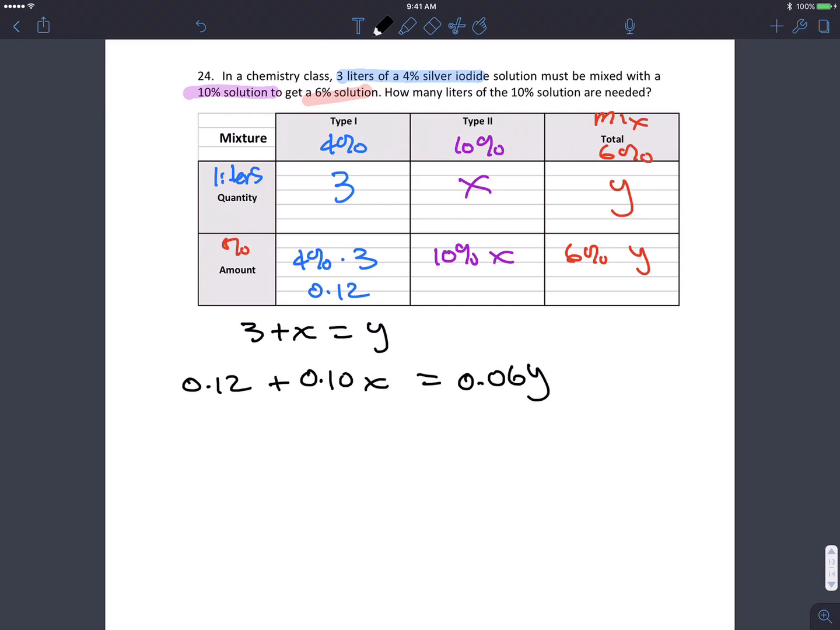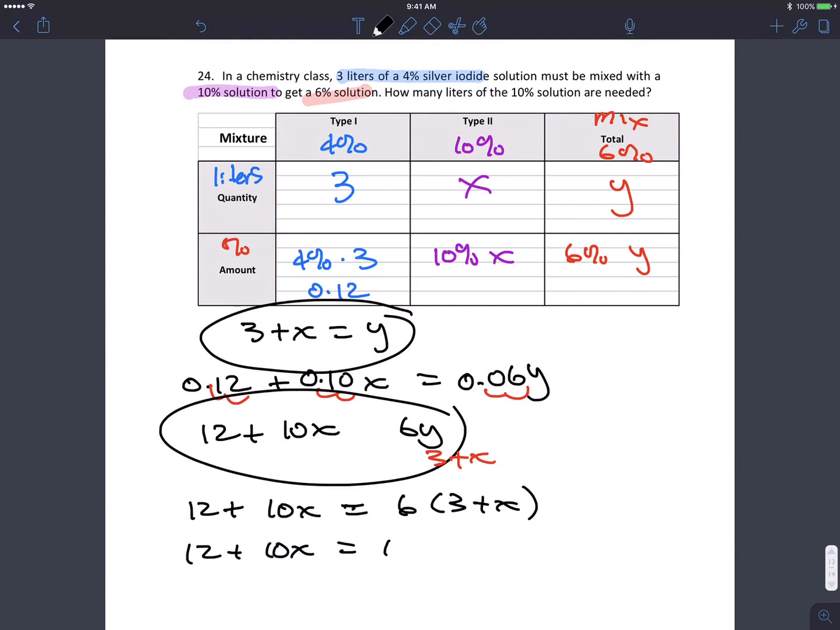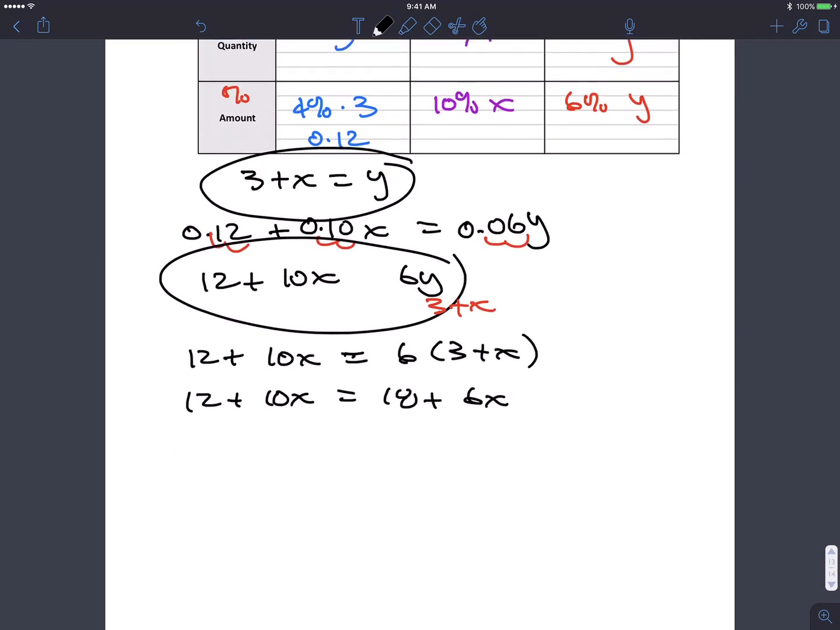So we're going to multiply both sides by 100 to move these two spaces again to get some nice whole numbers there. 12 plus 10x equals 6y. First equation, second equation. And in the second equation for y, you're going to plug in 3 plus x. 12 plus 10x, oops, there's an equal there, it's not a plus. Equals 6 times 3 plus x, or 12 plus 10x is 18 plus 6x.